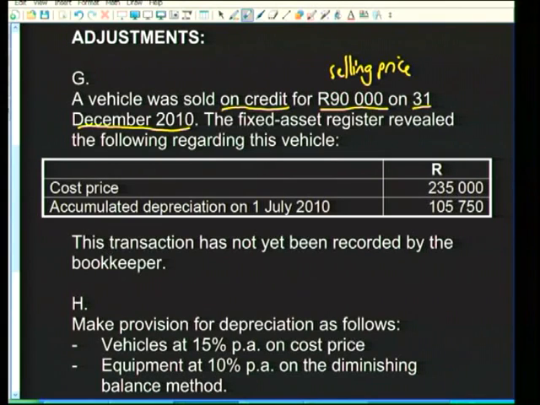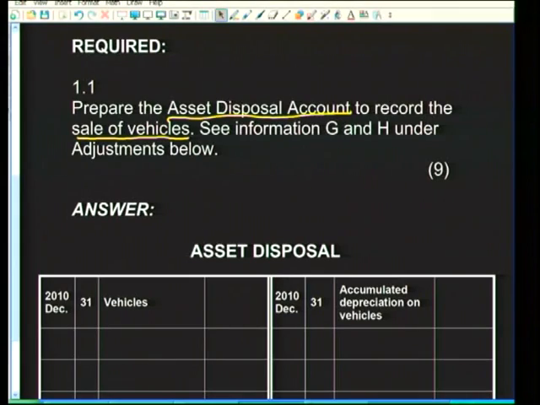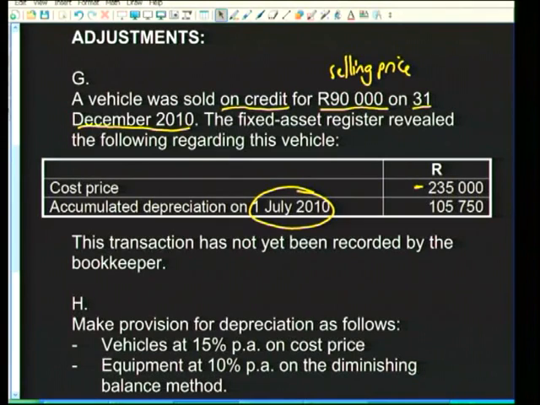Now, let's have a look at what it says about the fixed asset register. It says that the vehicle has a cost price of 235,000 and an accumulated depreciation on the 1st of July. Remember, that is the beginning of the financial year. How do we know that? Remember, I said to you, it's important to know when our financial year ends. And the question told us that our financial year ends on the 30th of June 2011. So that means that the starting date should be the 1st of July 2010.